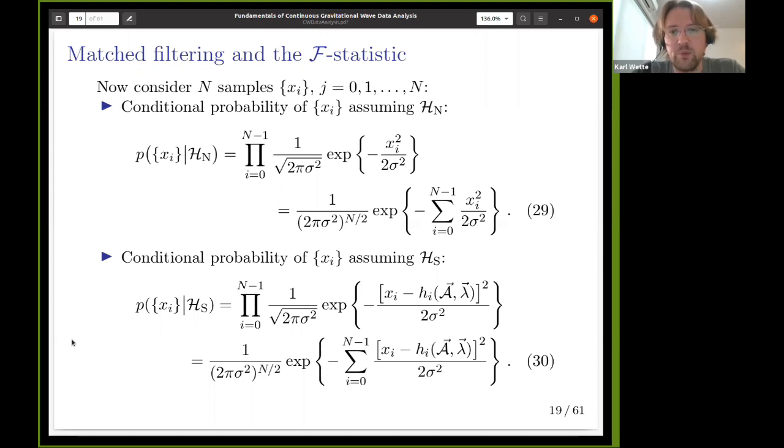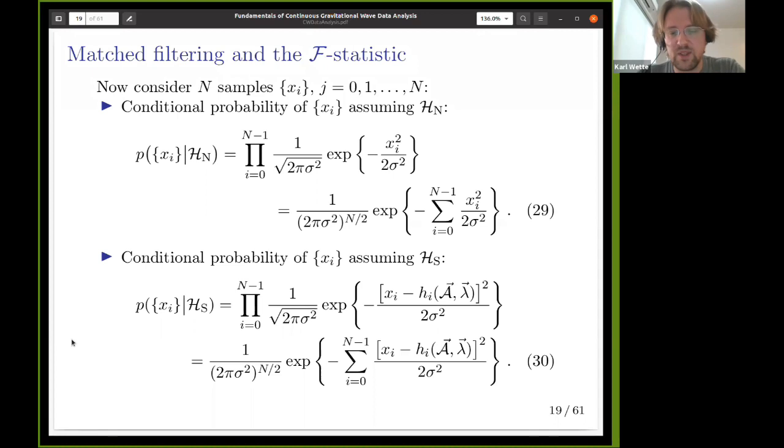And then we absorb the product of those into a sum over the argument of the exponential. So that's just rewriting that in equation 29. And then the same thing for the signal distribution. Again, we can just multiply the probability distributions to get our conditional probability of our whole data set.